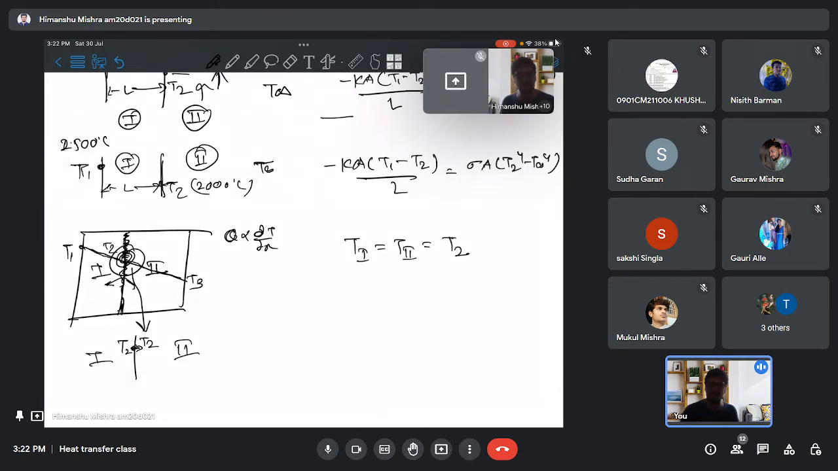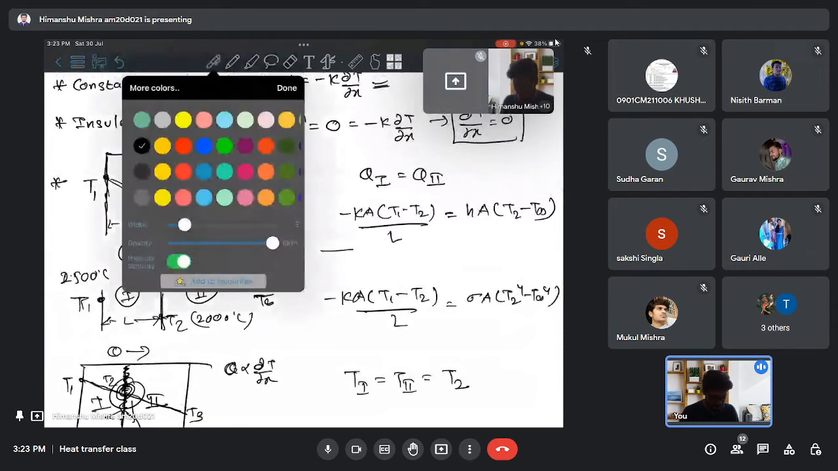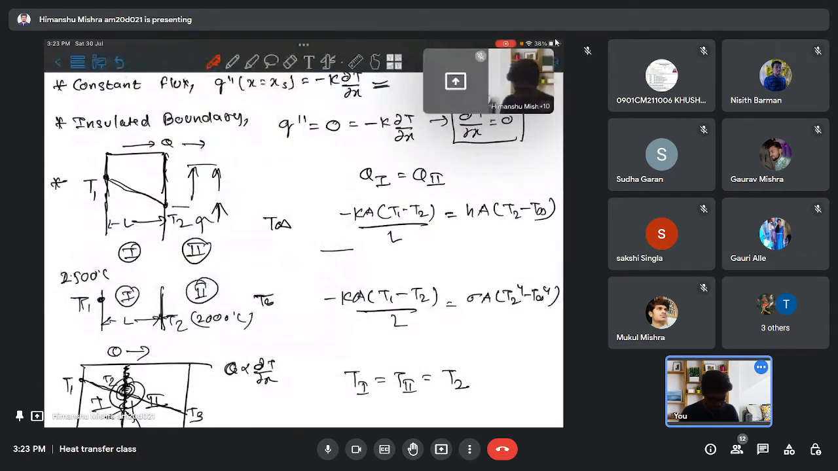The second boundary condition we can define as the equality of the heat transfer. Just like in the previous case, I have defined it like this and this.